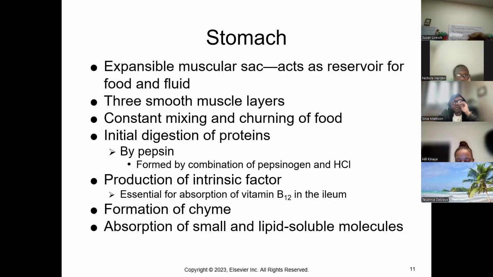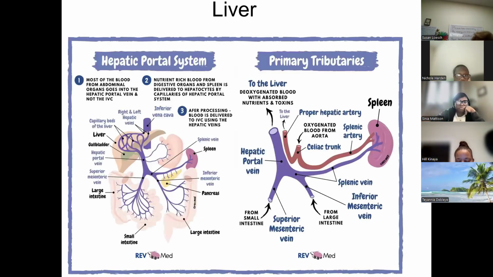Excuse me, Professor, are you changing the slide? So, no, we're not there yet. Okay.